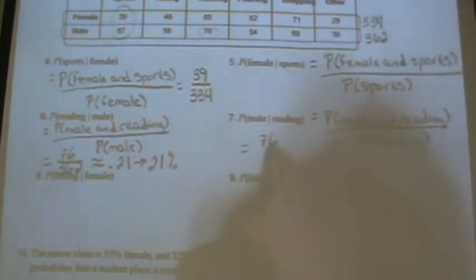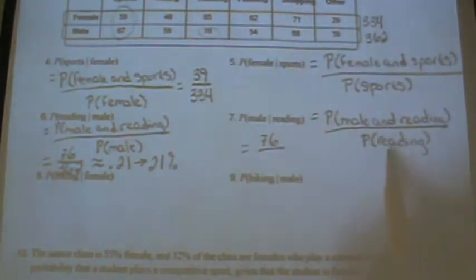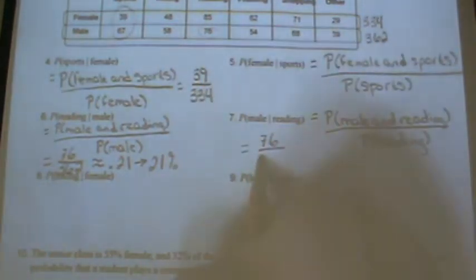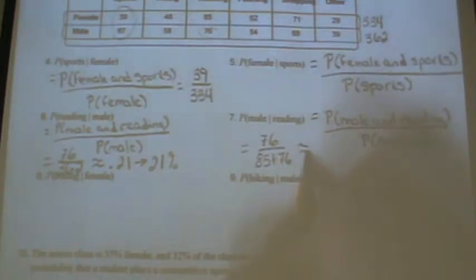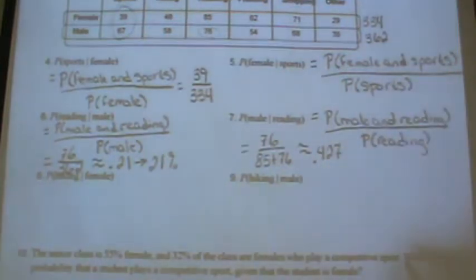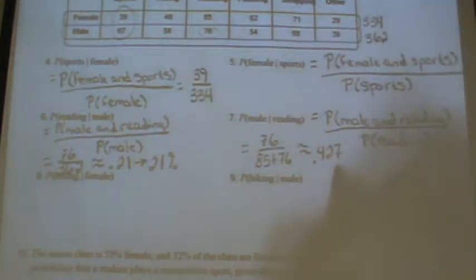So if we plug our numbers in, for male and reading, we still have 76, but this time it's going to be over the total number that read. So 85 plus 76. And then you'll get a decimal again, and we get 0.427, which we can change to a percentage, and that is 42.7%.